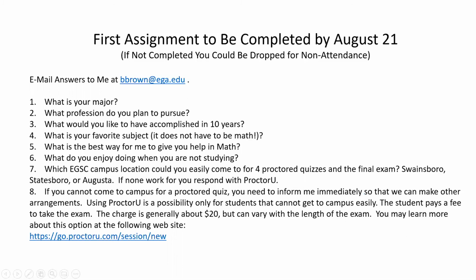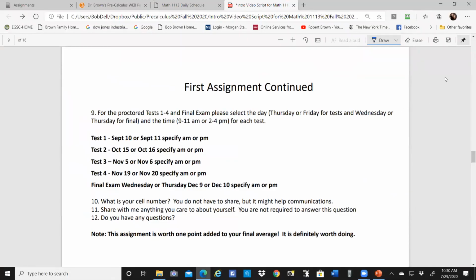You may learn more by going to ProctorU.com, this link here. Now, first assignment continued. For the proctored test, you need to tell me which day for each test and the final exam you want to take it. For instance, for test 1, you would say either September the 10th or September the 11th. That's a Thursday or Friday, and then specify AM or PM. Once you choose this, it can be changed if you get in touch with me soon enough.